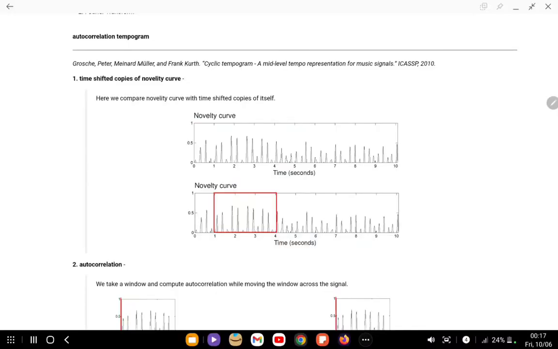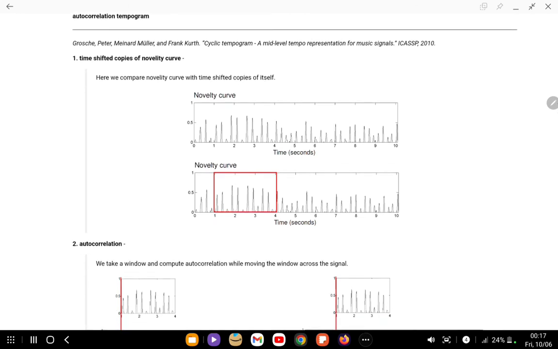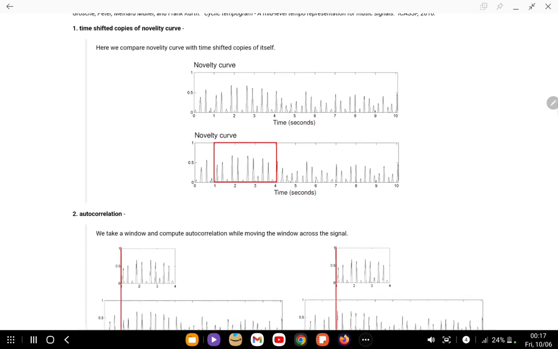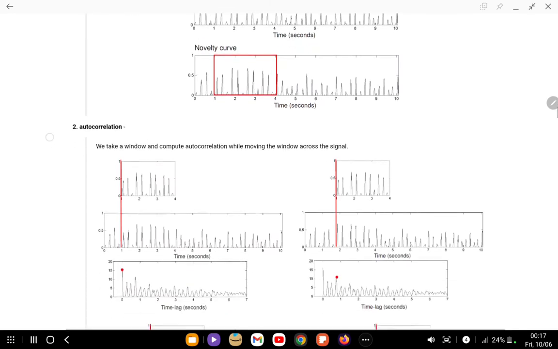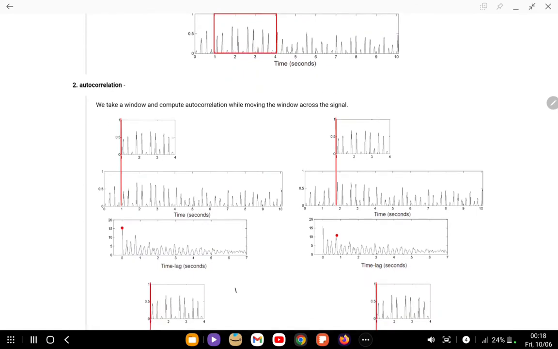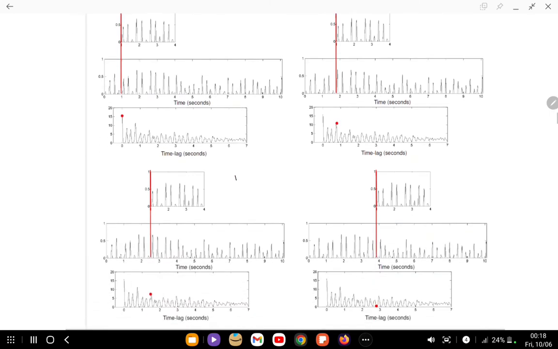Autocorrelation tempogram. What we are going to do here is use autocorrelation. We have our novelty curve, so we will pick a region of, suppose, 3 or 4 seconds in this novelty curve, and we are going to correlate that window with time-lagged versions of itself. By that I mean, suppose we have picked a window like this here, and we are correlating this window and generating this dot, which is a correlation value between these two windows. Then we shift this window to the next point and compute another value, and similarly we compute the other values.